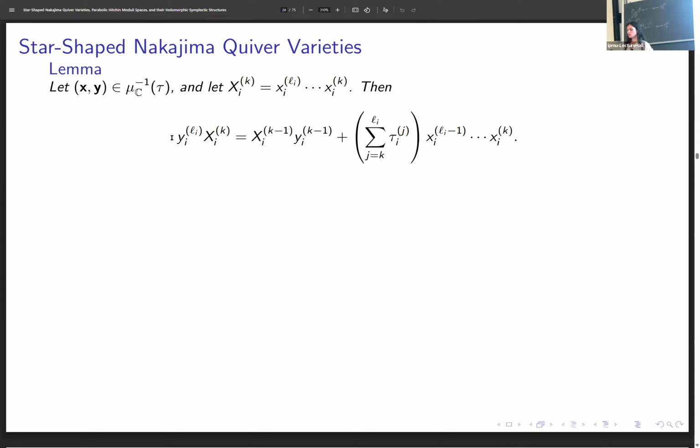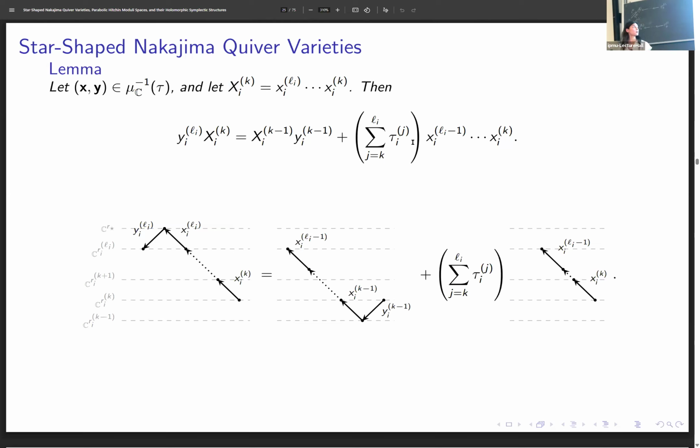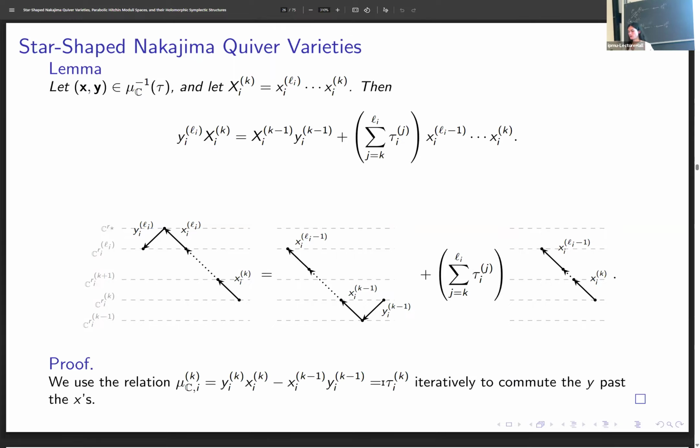And if you post-compose that with y_l, then this lemma states that you can commute the y past all of the x's, but you pay the price by picking up these taus. And I have this diagrammatic version of this picture. Later on for proofs, these diagrams can help us understand what's happening. So you read the composition right to left. And the proof is just because this one moment map equation says that you can commute y past a single x, but you pay for it by picking up a tau.